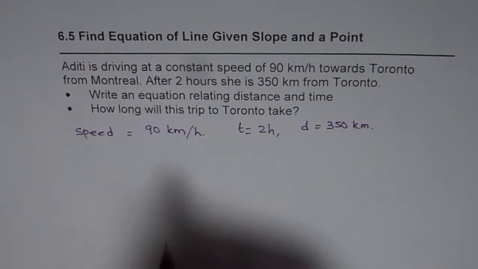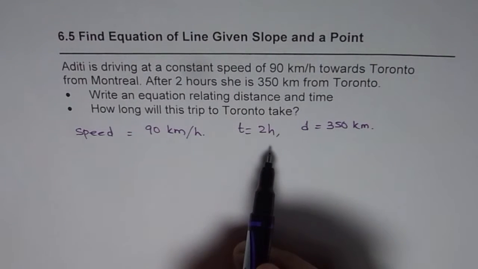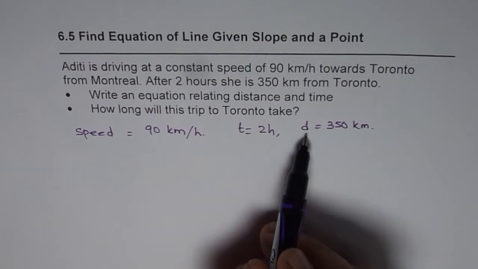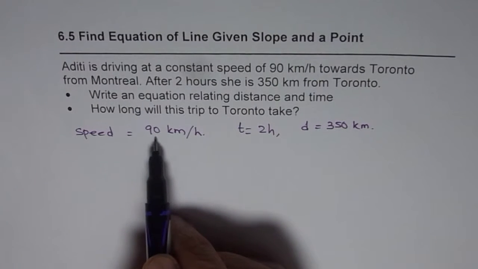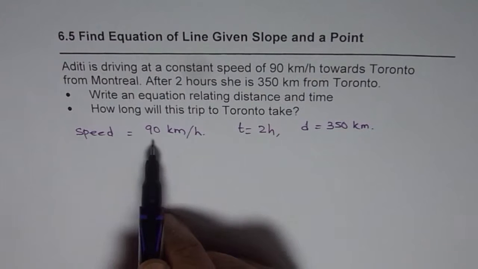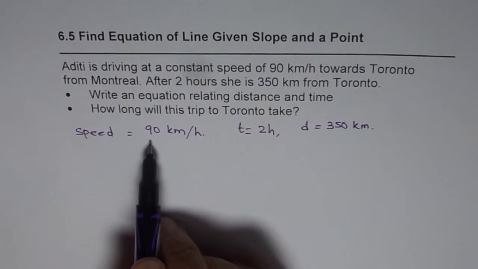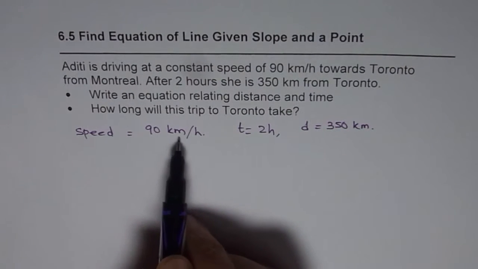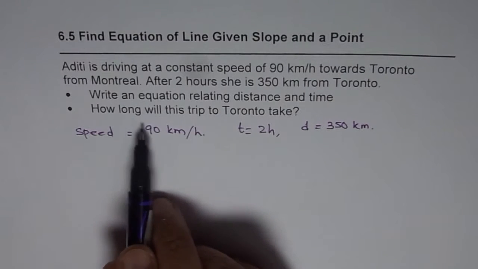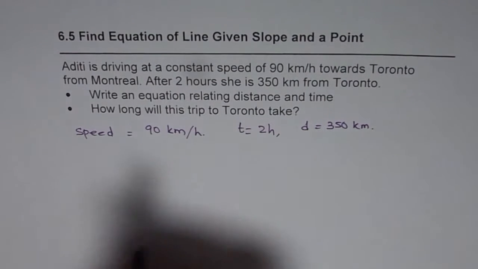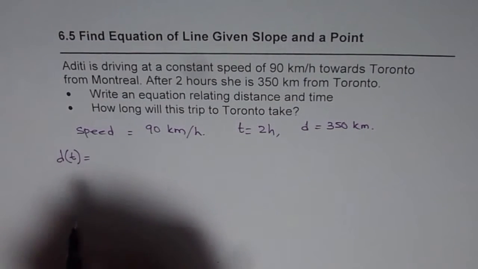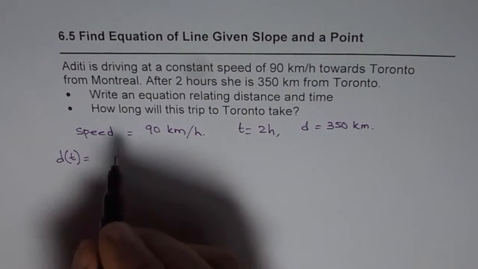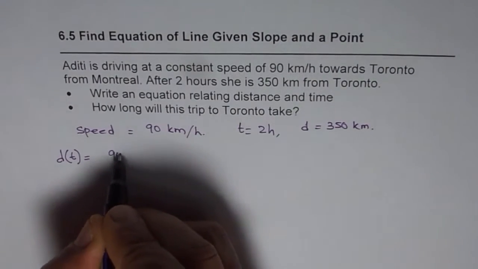So basically it's an application where we're trying to find distance with time, and the object is moving at a constant speed. So that is an assumption. All throughout the trip we are assuming that the speed is going to be 90 kilometers per hour, and we are finding distance from Toronto. So let the distance be d as a function of t, and that will be speed times time. So that is 90t.